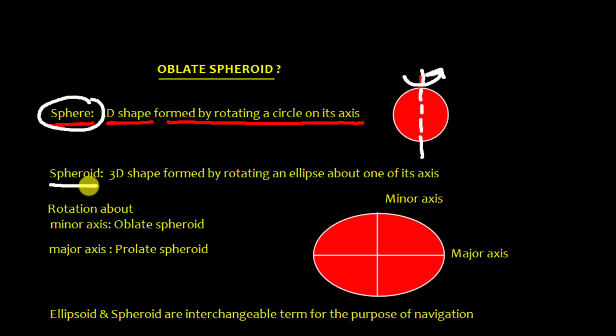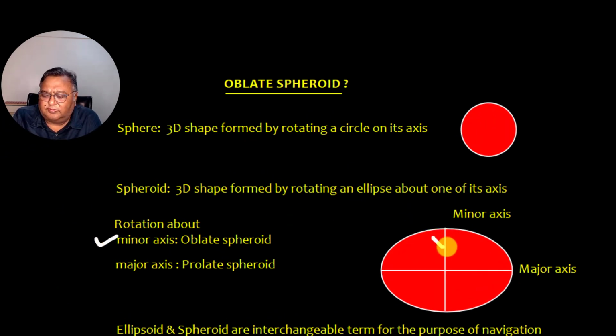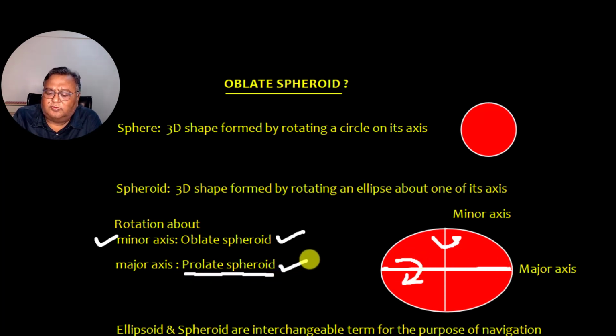Then we have the term spheroid. Suppose this is an ellipse, and an ellipse has two axes. One is the minor axis, this one, and one is the major axis. A spheroid is a 3D shape formed by rotating an ellipse on one of its axes. If I rotate the ellipse along the minor axis this way, I have the shape called an oblate spheroid. And if I rotate this ellipse like this, then I will have a prolate spheroid. Of course, we are not going to study the prolate spheroid. We are going to study only the oblate spheroid. Sometimes we use the term ellipsoid or spheroid. For navigation purposes, they are interchangeable terms.